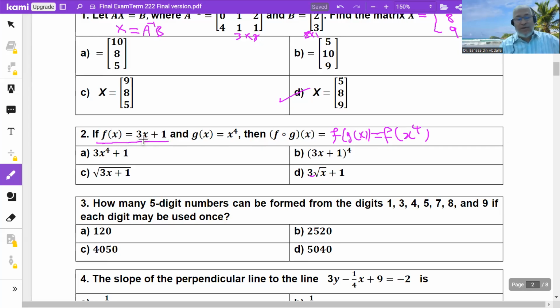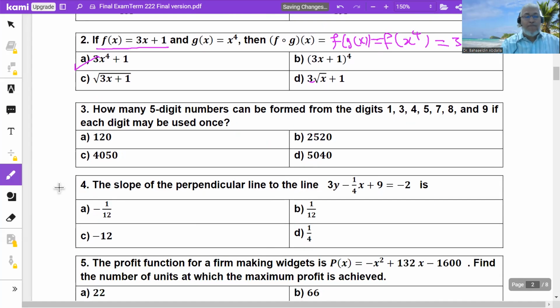Well, this is F of X. If I ask you what is F of 2, you will replace X by 2. So I'm asking what is F of X to the power 4. So you should replace X by X to the power 4. So the answer would be 3 times X to the power 4 instead of X, plus 1. And that's part A.